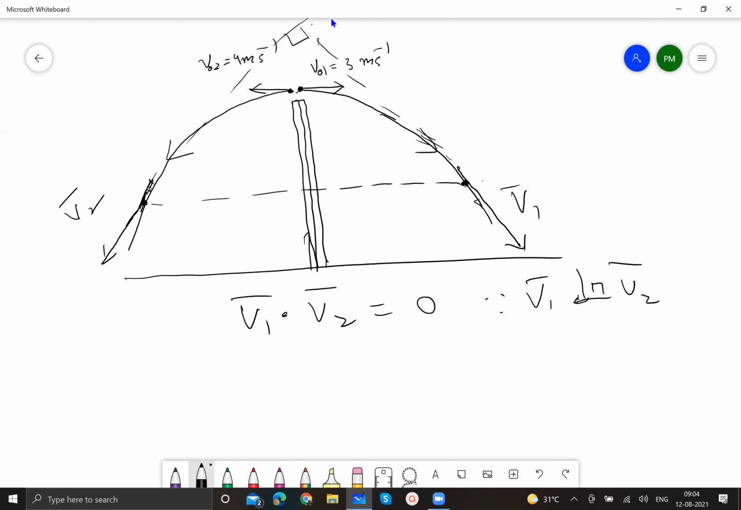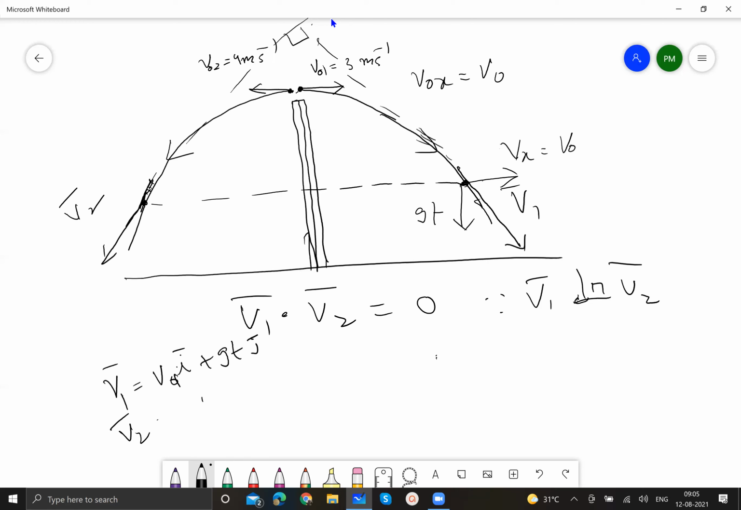The final velocity in the case of a horizontal projection is given by V0 into I bar plus gt into J bar. How do you get this? Initially, at the highest point, it has only Vx equal to V0. At this point, it will have both horizontal as well as vertical components. So Vx will remain V0, whereas it acquires a vertical component of velocity gt. So this is the velocity after a time t seconds. So V1 bar is V01 into I bar plus gt J bar, and V2 bar will be V02 I plus gt J.